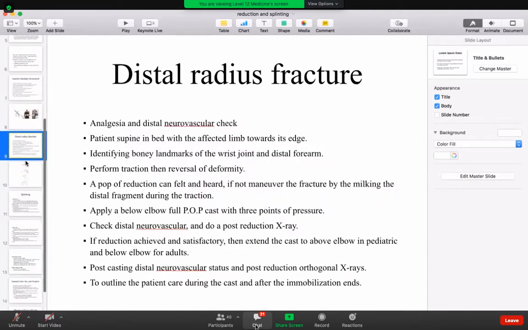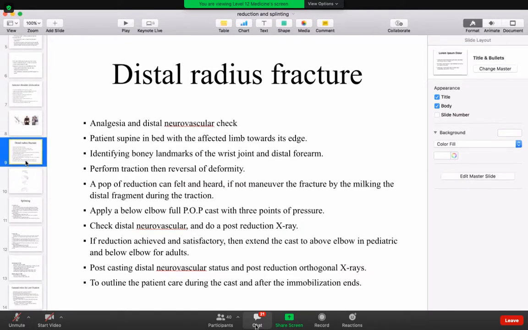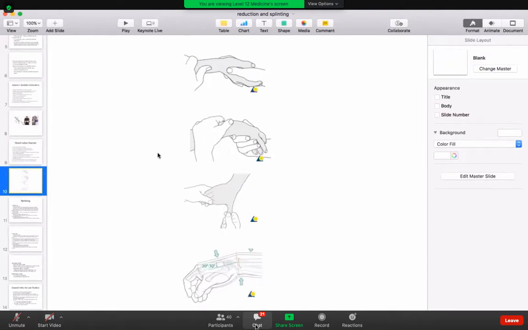Distal radius fracture, same principle. Make sure that the diagnosis is clear by getting appropriate x-rays. Patient is comfortable with analgesia or sedation. Patient is supine in the bed. One person pulling on the hand. So you hold the thumb and make sure the thumb is lined up with the radius, and then you deviate the other fingers to the ulnar side.